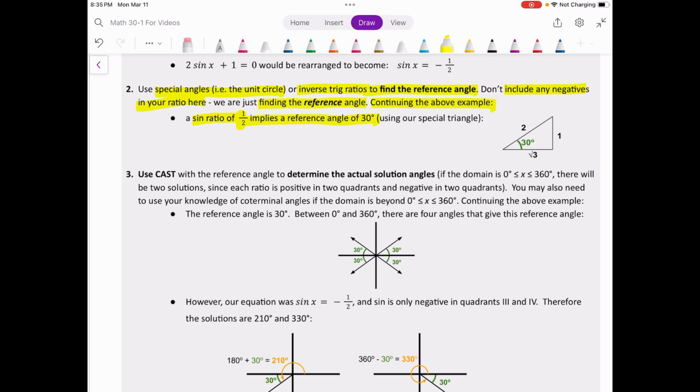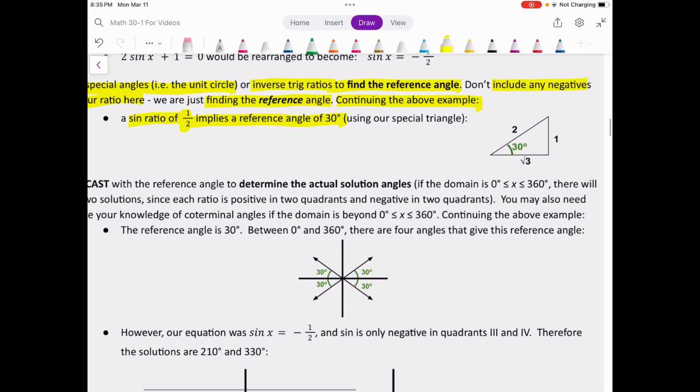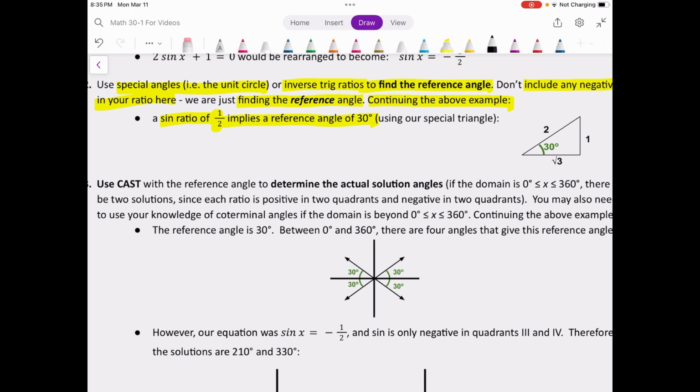That's just using our special triangle. So I saw a 1, I saw a 2, I thought, okay, what reference angle would have that as its sine? So we would have an opposite of 1, a hypotenuse of 2, right? What would this angle be? And we can recognize that, oh, this is one of our special triangles, right?